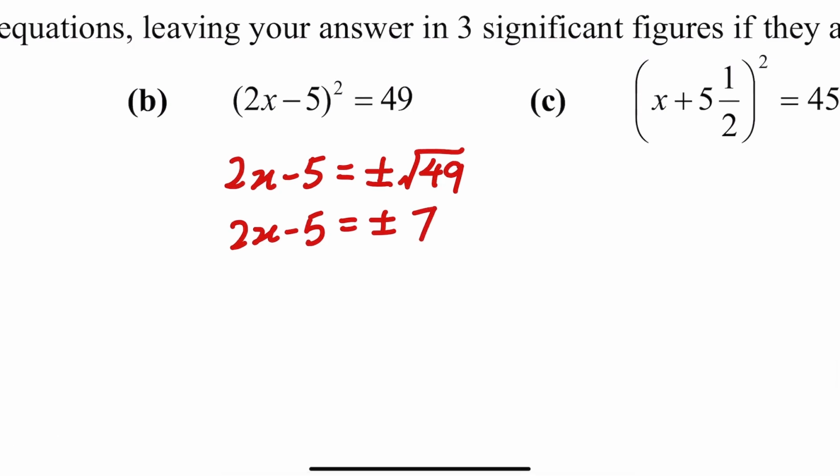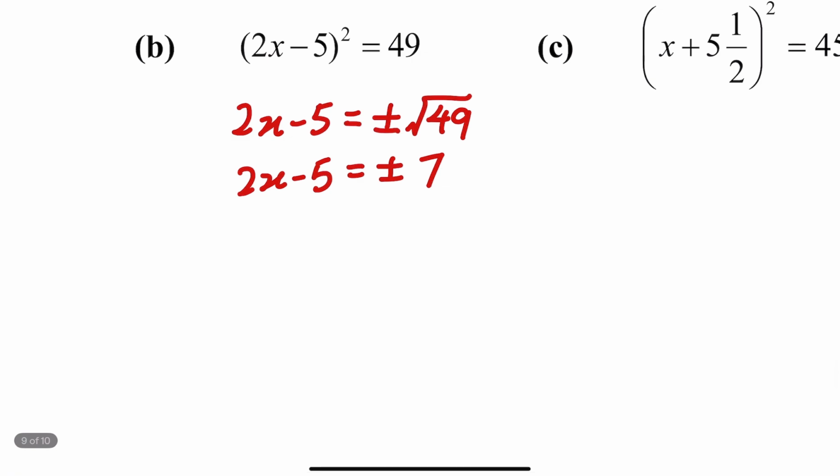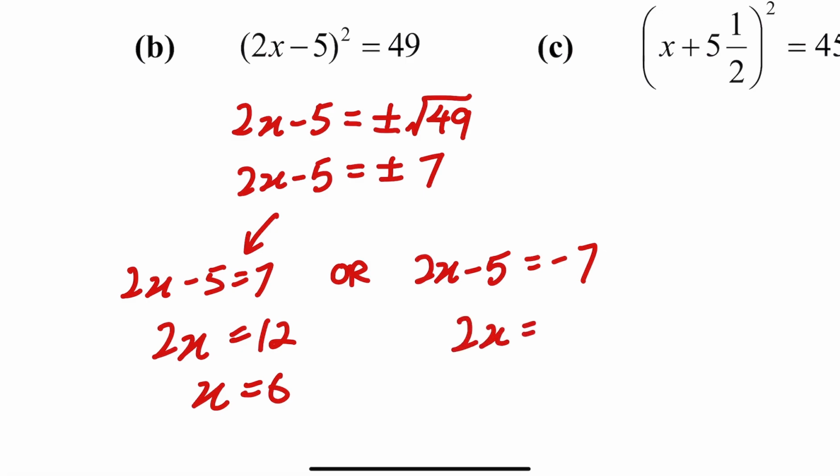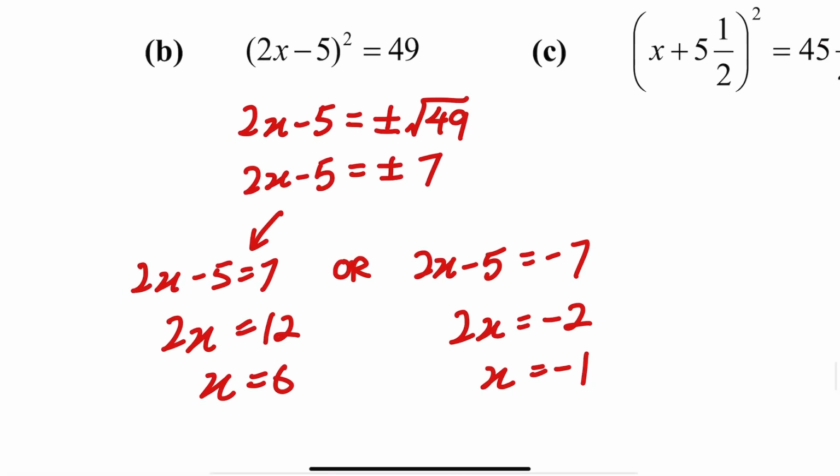Okay, so therefore what does this mean? This means that 2x minus 5 is equal to positive 7, or 2x minus 5 is equal to negative 7. This is what the plus minus means. Okay, then I work out from each different equation. 2x is equal to 12, x is equal to 6, or 2x is equal to negative 7 plus 5, negative 2, x equals to negative 1. Okay, and this is for part B.